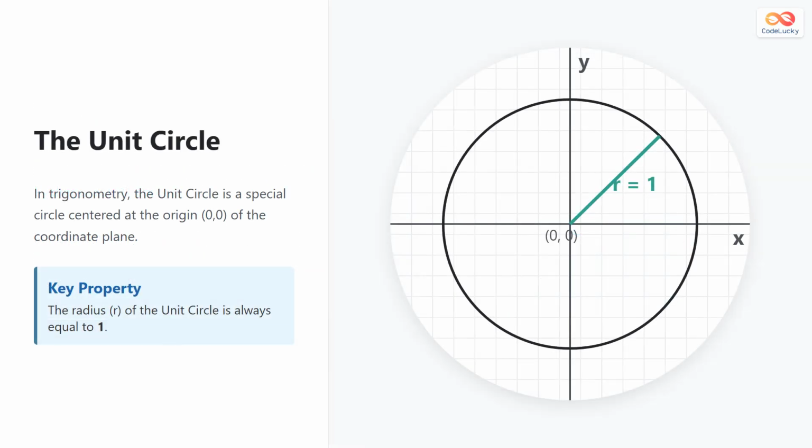Now, let's introduce the unit circle. This is a special circle centered at the origin of a coordinate system. The most important feature of the unit circle is that its radius is exactly 1. No matter where you are on the edge of the circle, the distance to the center is always 1.